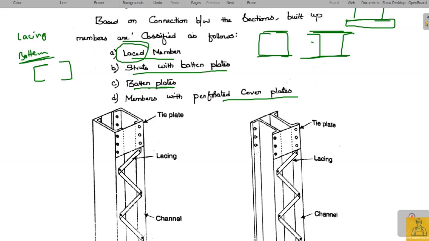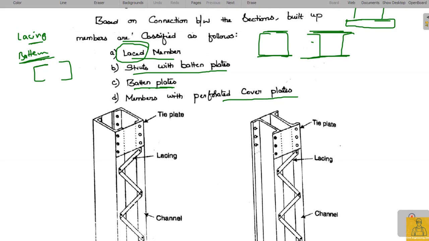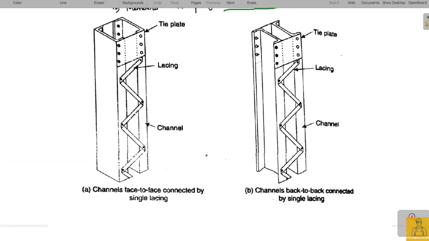And in laced members, in case of a laced connection, we are going to use these lacing bars. So these are nothing but lacing bars. These lacing bars are oriented at an angle connecting this channel section 1 and channel section 2, isn't it right? So this is nothing but the lacing system. We use lacing bars, and these join these two channel sections and form a single built-up section.